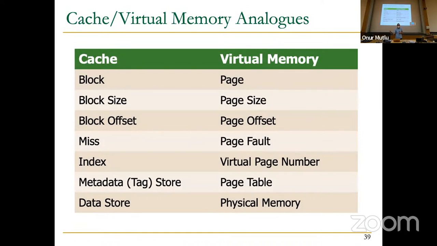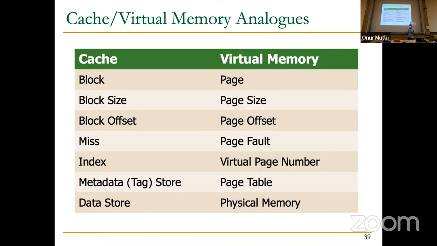Okay, so these are the analogs. We have this terminology that we developed from caches. They also apply to virtual memory. A block is analogous to a page. Block size, block offset, page offset. A miss in the cache is similar to a miss in physical memory, which we call a page fault. And we're going to talk about how to handle that.